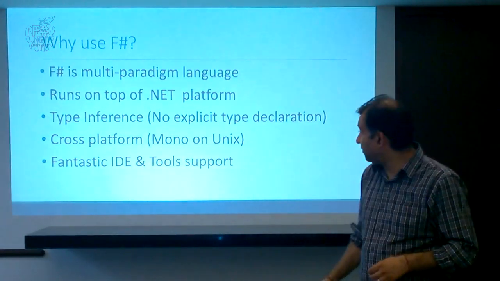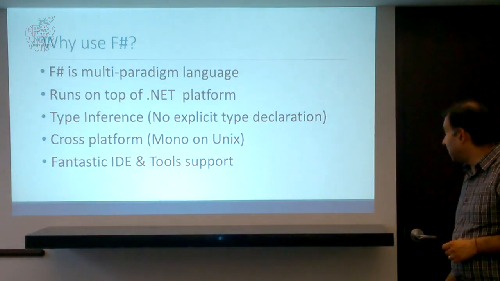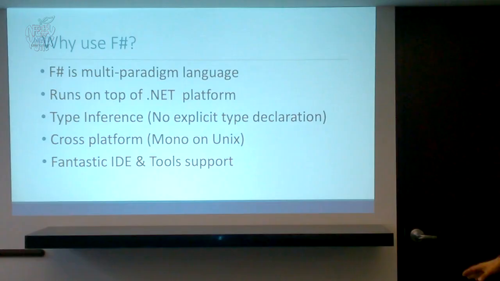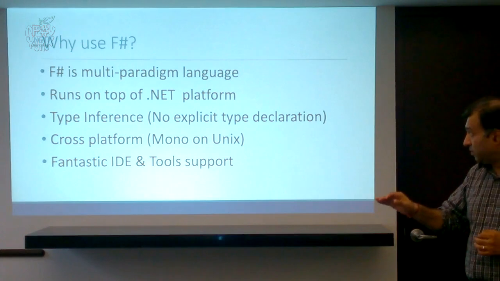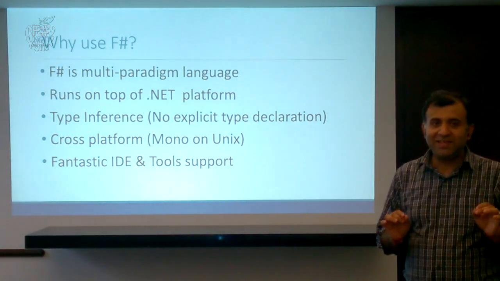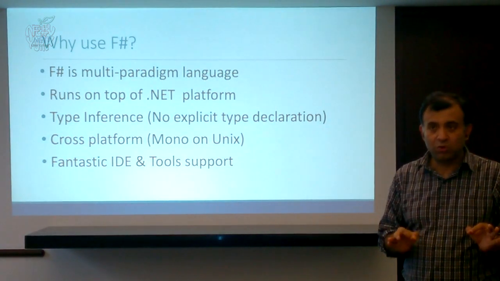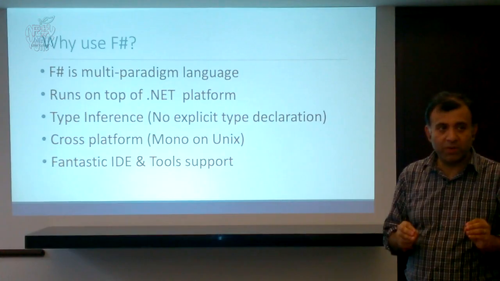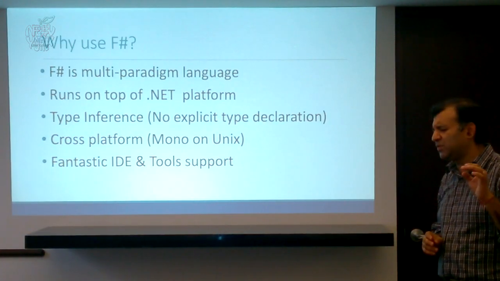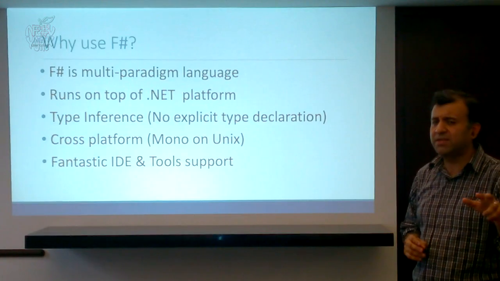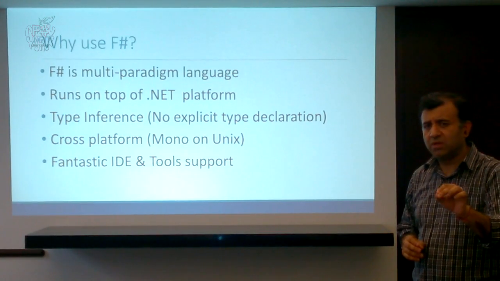Alright, so F sharp is a multi-paradigm programming language. I've already covered that part, so it's predominantly geared towards functional programming, but you can define object classes, you can define mutable variables. Generally, it is discouraged to define mutable variables, and I'll explain what mutable variables essentially are: variables that you can change the value of.